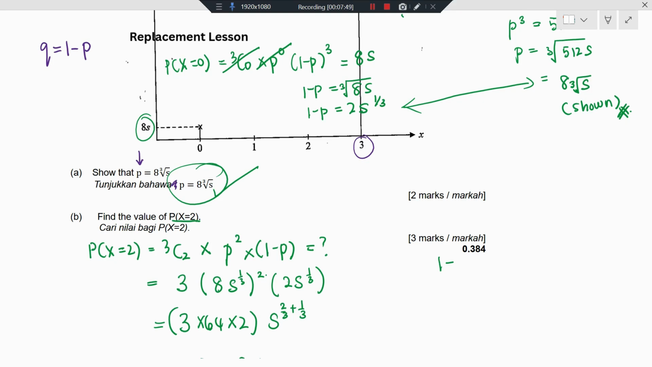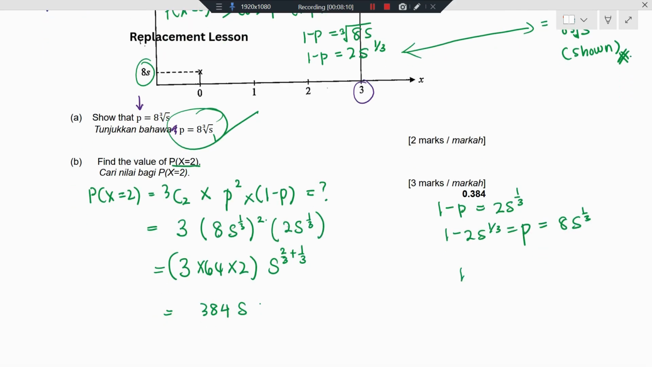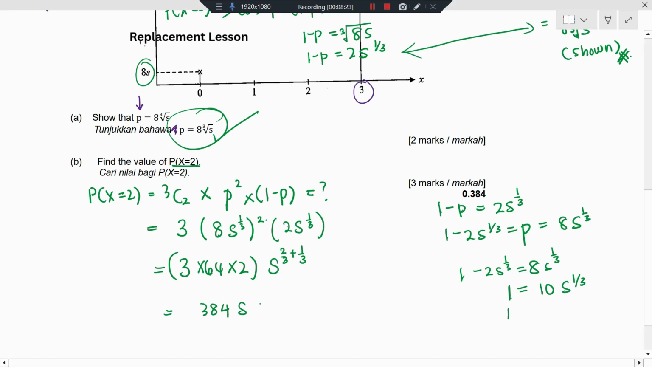So 1 minus P is equal to 2S^(1/3). That means 1 minus 2S^(1/3) is equal to P. And remember, P is also equal to 8S^(1/3) from our part A. Okay, we try to equate them and bring them to one side. It becomes 10S^(1/3), right, is equal to 1. So 1 over 10 is equal to S^(1/3).